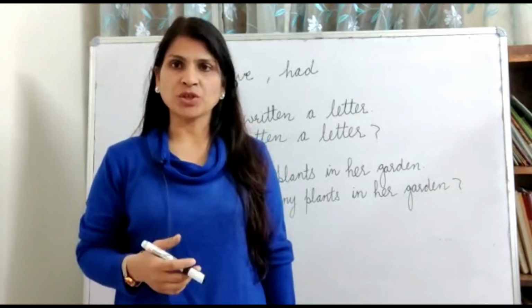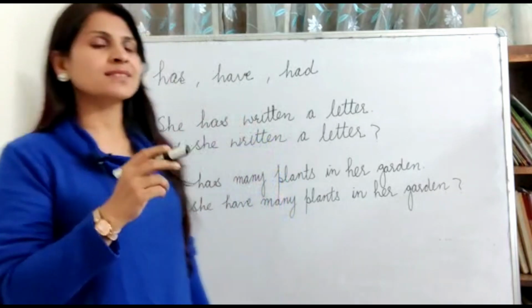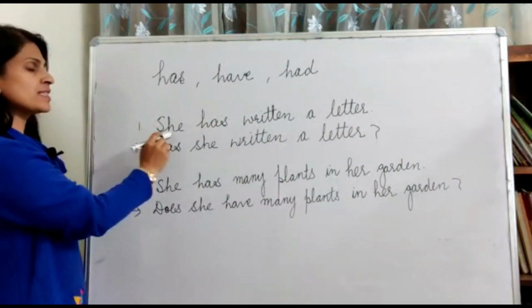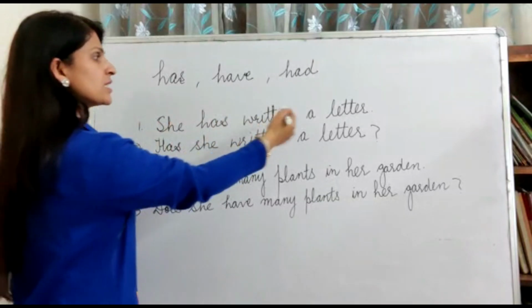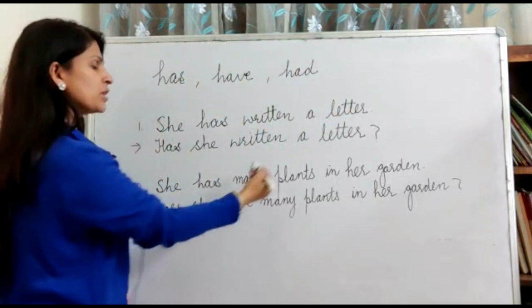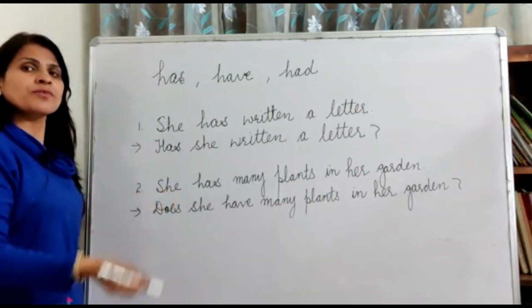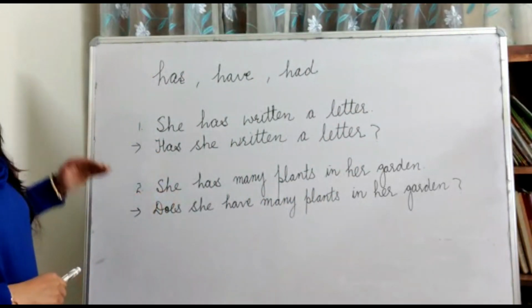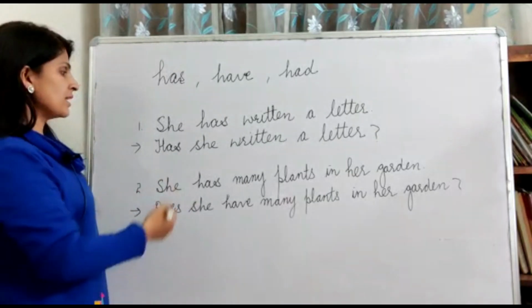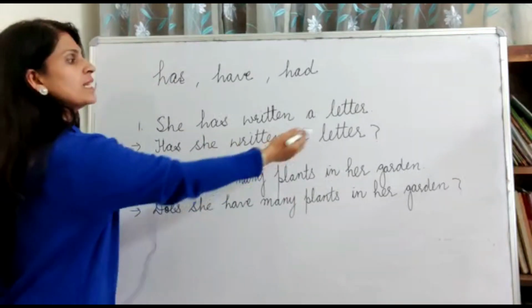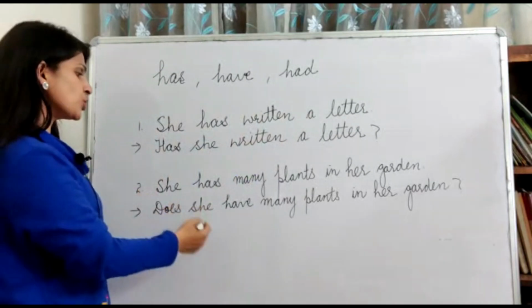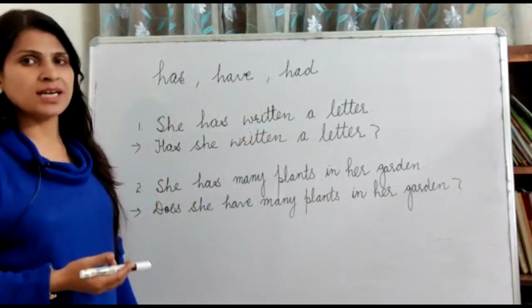Before we move to today's topic, let's first see the sentences which are written on the board. We have the sentence here, she has written a letter. We have the next sentence, she has many plants in her garden. We have also written the questions for both the sentences. The question for the first sentence is, has she written a letter? And the question for the second sentence is, does she have many plants in her garden?